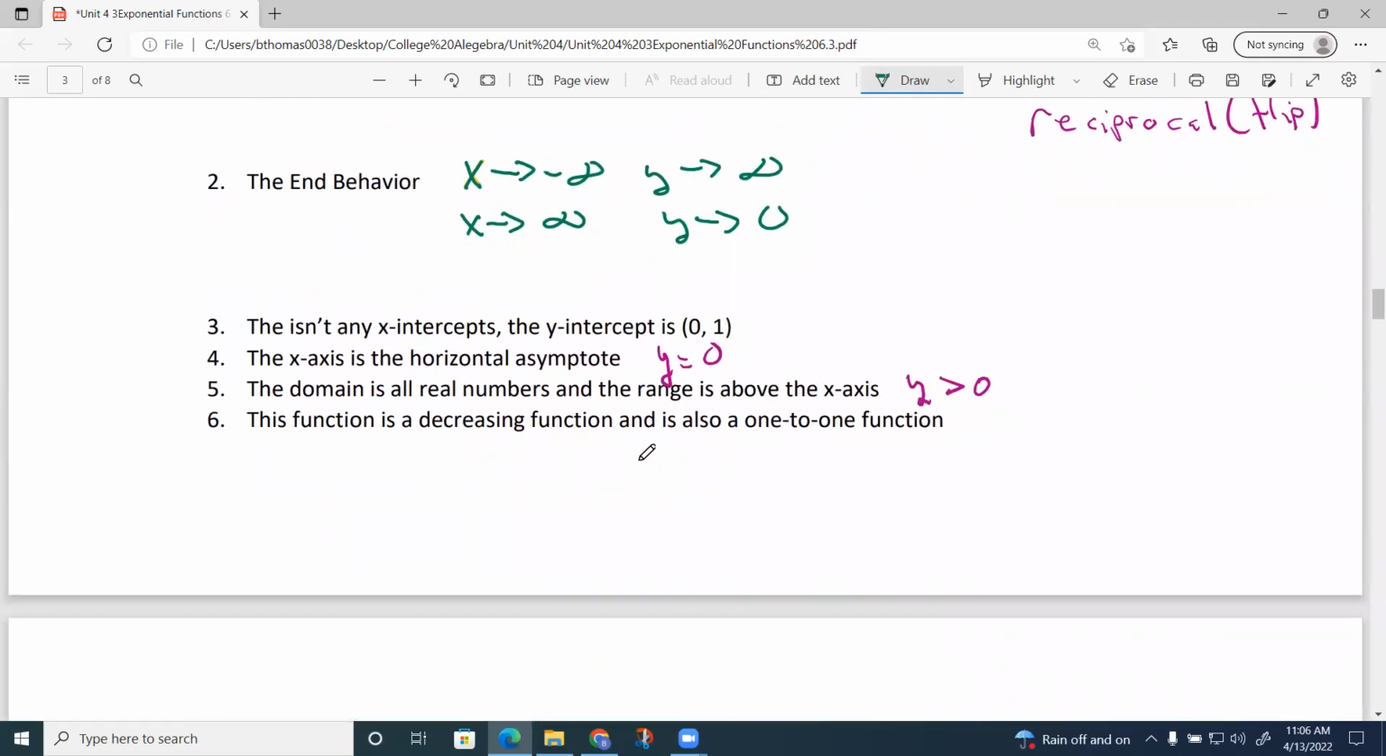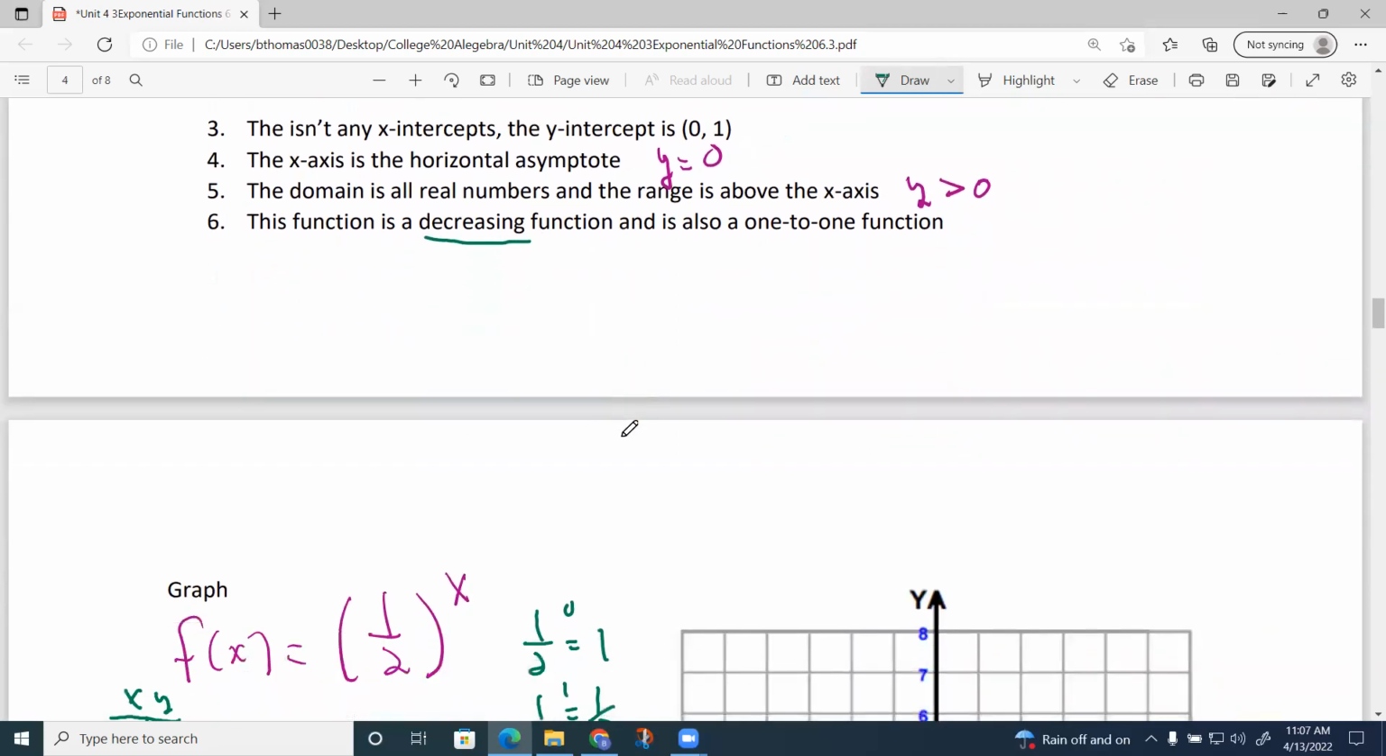Notice again, this doesn't have any x-intercepts, and the y-intercept is still 0, 1. The x-axis is the horizontal axis again. It's the horizontal asymptote, and notice how it's going to be y equals 0. And notice how the domain and range are still the same as well. The only difference is this function is actually a decreasing function, and it's also considered one-to-one.